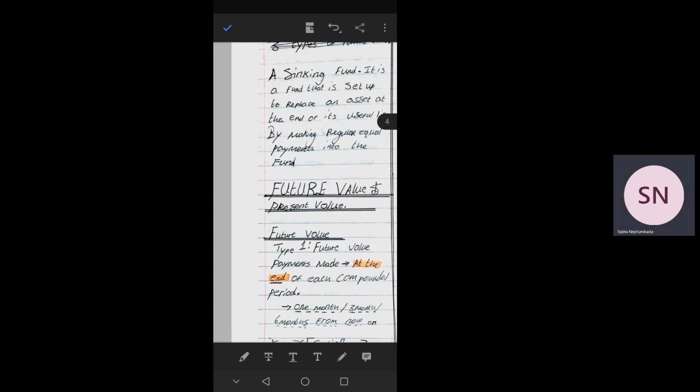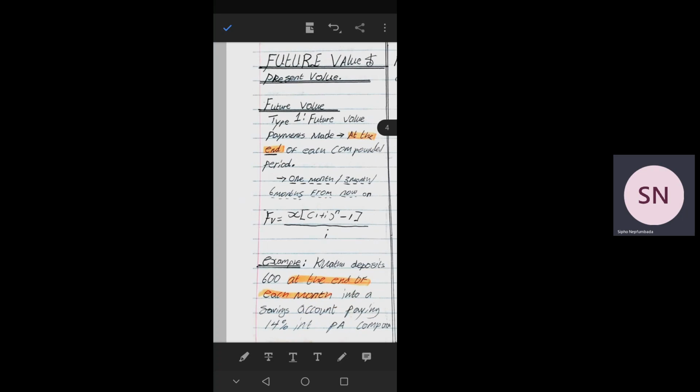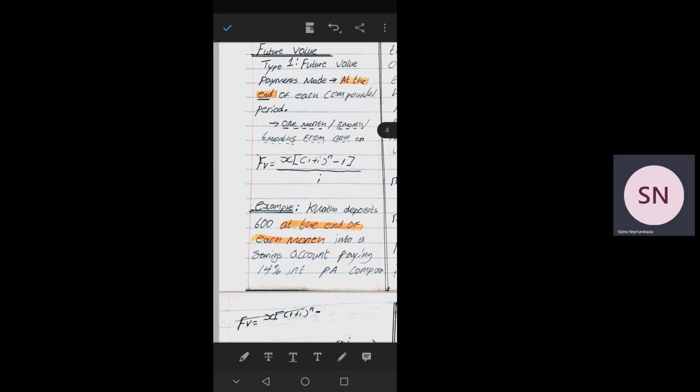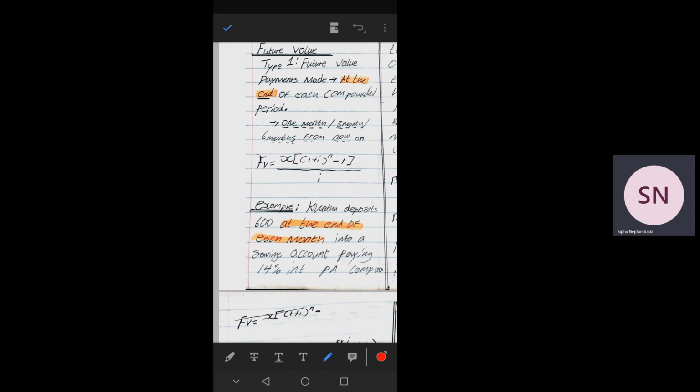In grade 12 you will be asked about future value. We have type 1 future value, where the payment is made at the end of each compounded period, for example 1 month from now, 3 months from now, 6 months from now. The formula is future value FV equals x into open 1 plus i to the power n minus 1, divided by i.